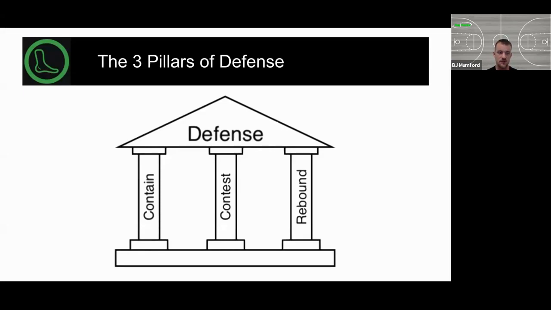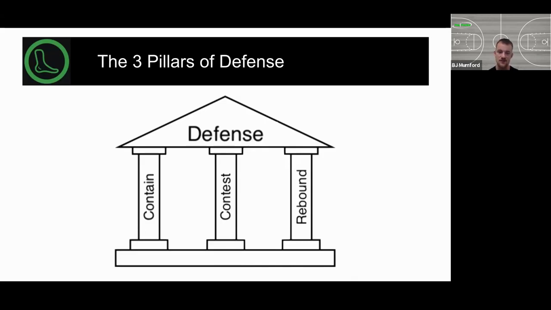And really what Coach Ekker helped me boil this down to is that if you do these 3 and only these 3, whether as an individual defender or as a team, you're going to have a pretty high level of success. If you can contain the ball from driving close to the basket, you can contest the shots wherever they're taken, and you can rebound the misses once you cause them to miss by contesting the shot.